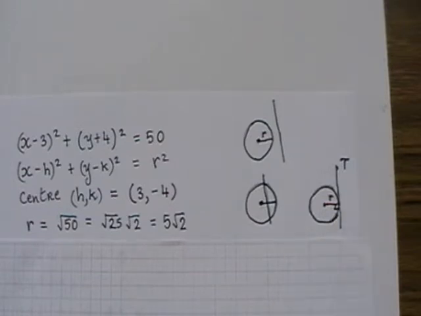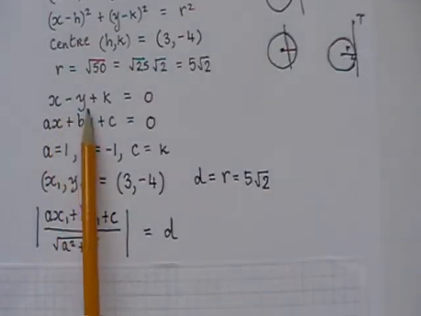So, to find values of k for which the equation in the question gives us a tangent, we'll use the formula for the perpendicular distance from this centre point to the line equation and set it equal to the radius 5 root 2.